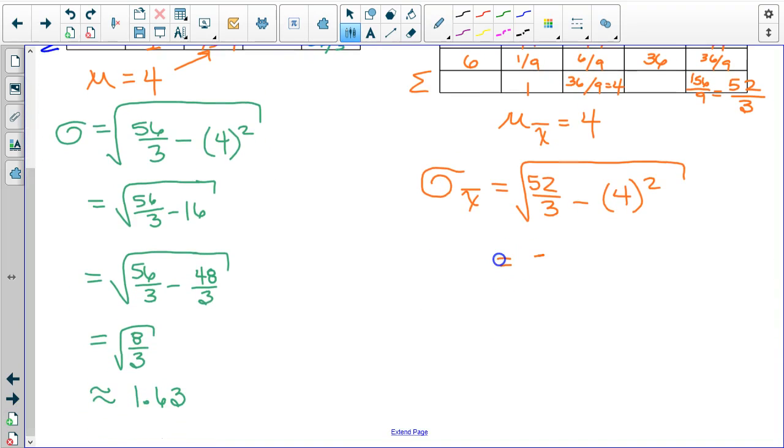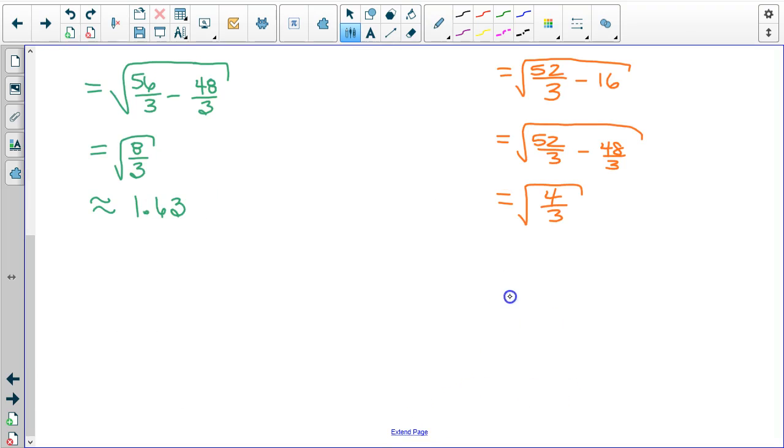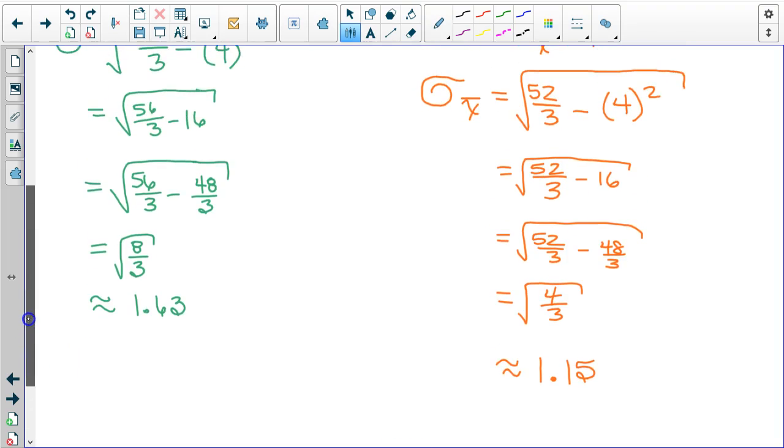So we would get, again, 52 over 3 minus 16, which we found over there was 48 over 3, right? So we get 52 over 3 minus 48 over 3, which is 4/3, right? And then you square root that, and you get 1.15. So that's the standard error of the mean, the standard deviation of your sample means, the standard error of the mean, okay?